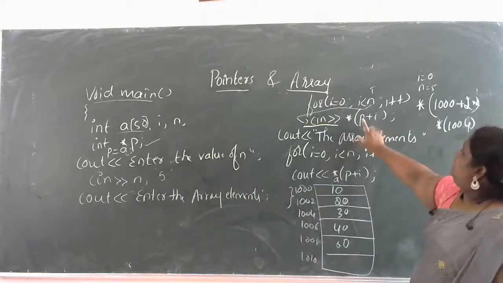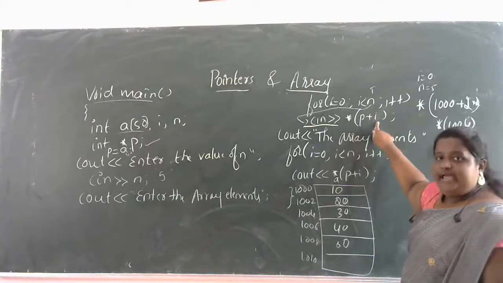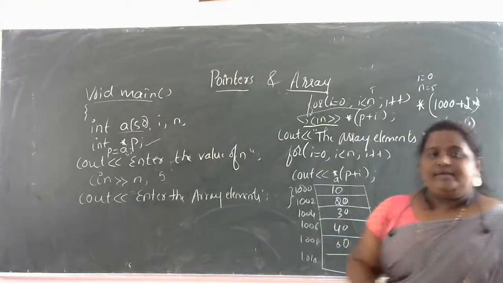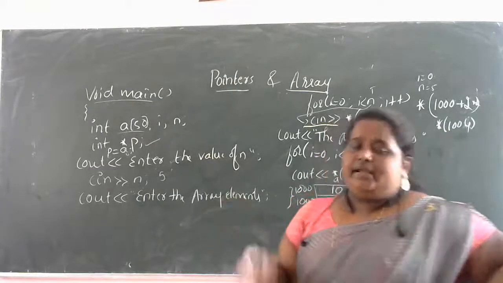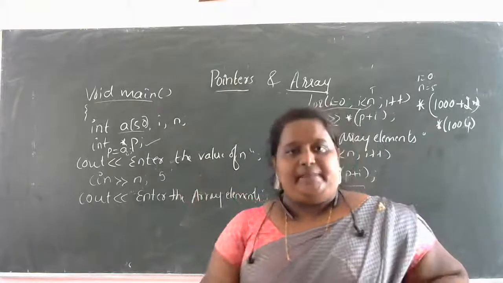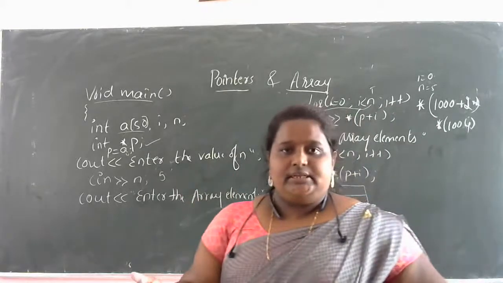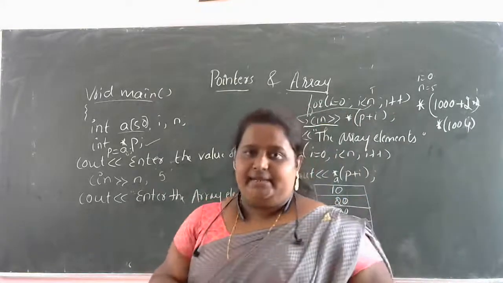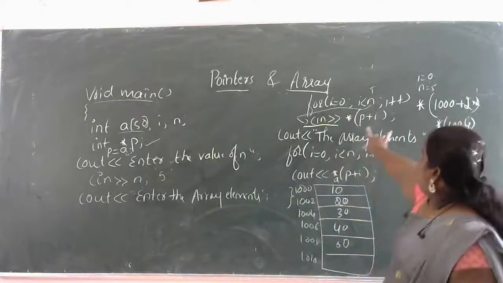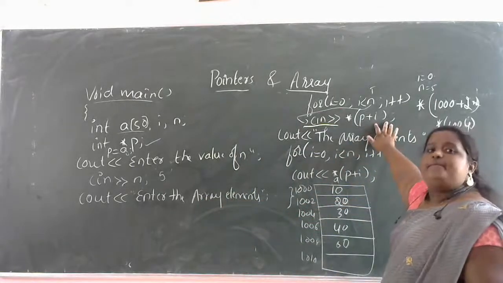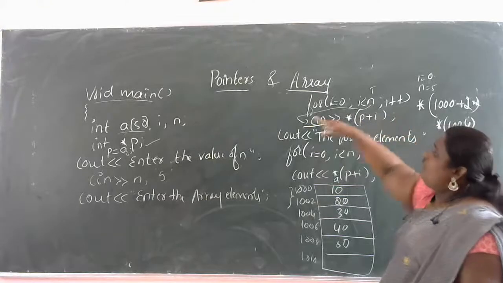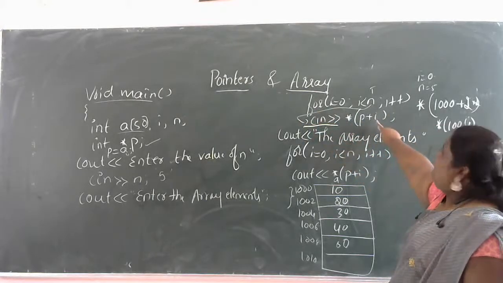The compiler automatically multiplies the size of your data type with the i value. Who does this? Your compiler. The compiler automatically multiplies the size of your data type with i.